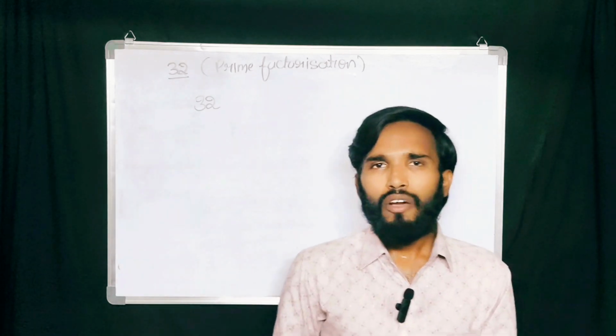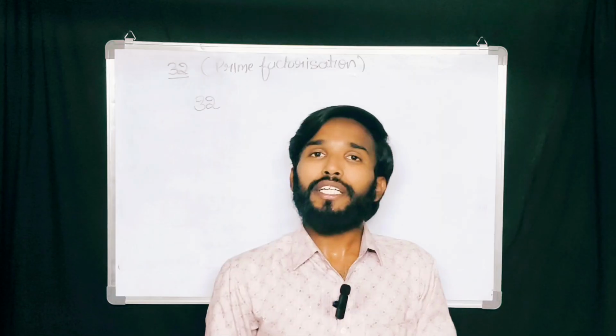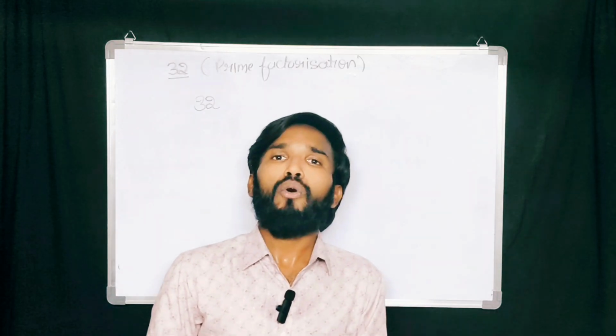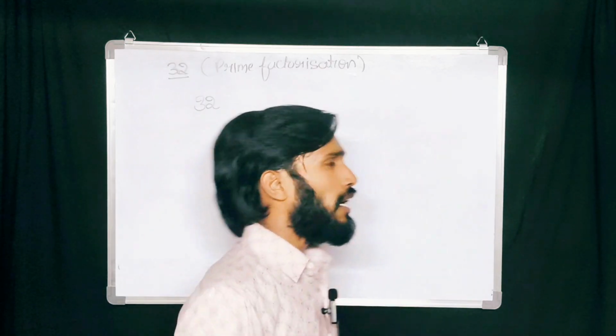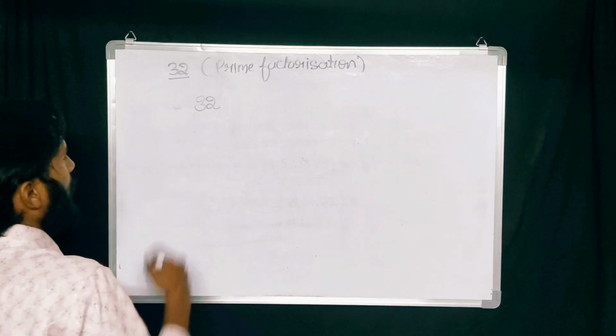Is 1 the smallest prime number? No. 1 has only one factor. For a prime number, what is the condition? It has only two factors, 1 and the number itself. So what is the smallest prime number? 2. So start with 2.